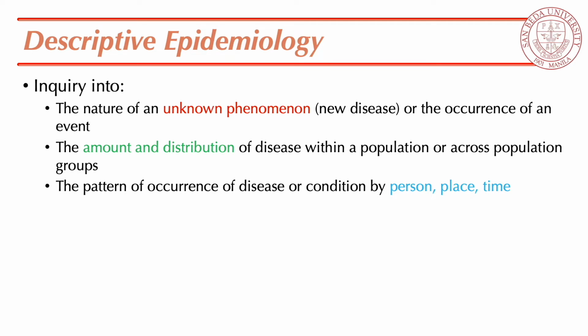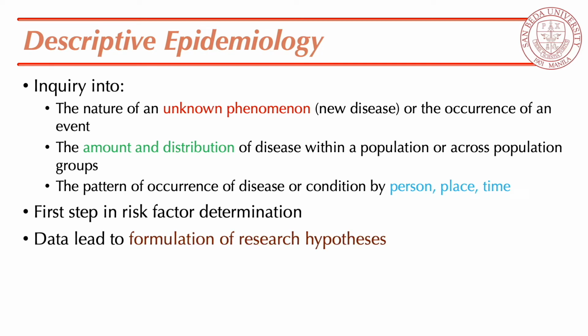Are there discernible patterns to the disease, or are they merely random occurrences or variations that occurred by chance? Now, it was also stressed in the previous slide that descriptive epidemiology is the first step in risk factor determination. And that data gathered or generated from this investigation leads to formulation of research hypotheses, like how are these factors related to disease occurrence and severity, and do they increase them or decrease them?